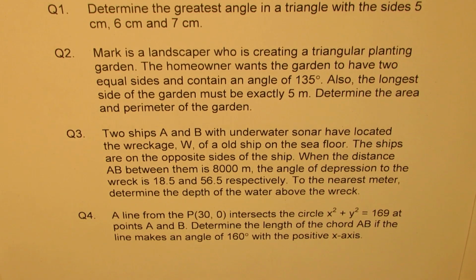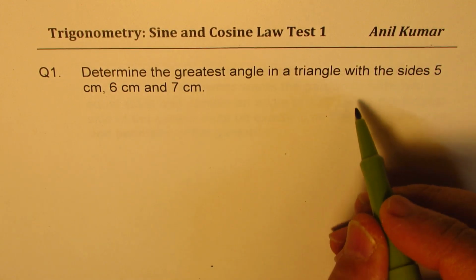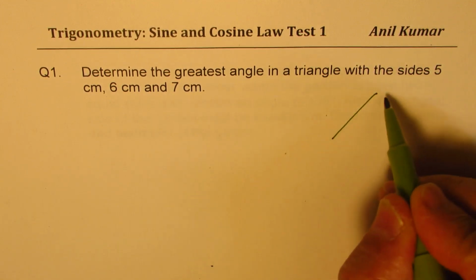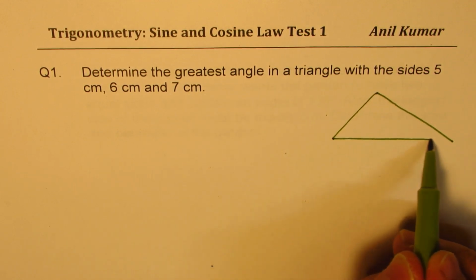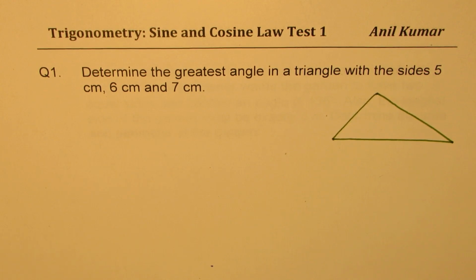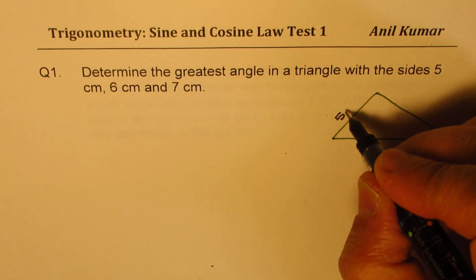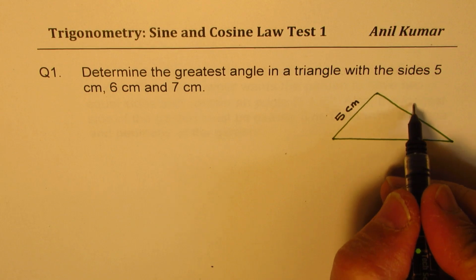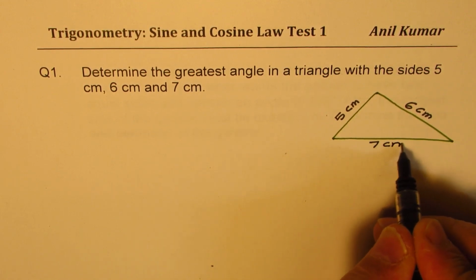Now, let me take these questions one by one. Question number 1. Determine the greatest angle in a triangle with the sides 5 cm, 6 cm, and 7 cm. So let's make a triangle. So in this triangle, we'll write 3 sides as 5, 6 and 7. We need to find the angle. Let's say this is 5 centimeter, this is 6 centimeter, and this is 7 centimeter.